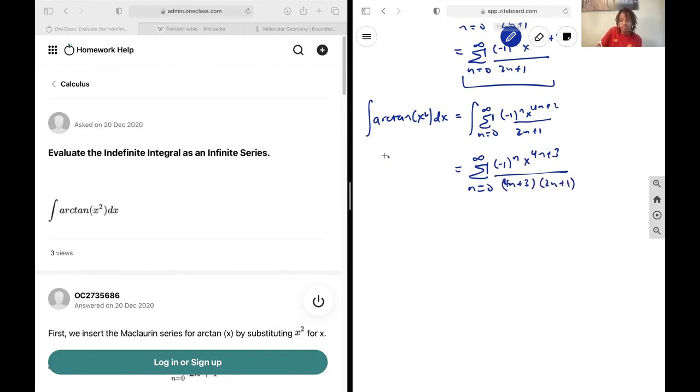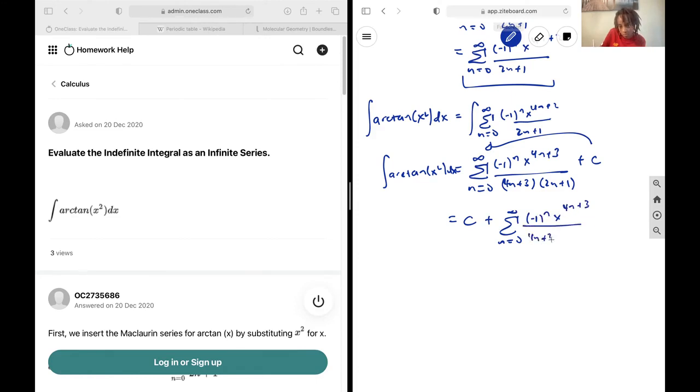And then we need to remember the fact that the integral is unbounded. So we will have a plus c. You can have the c at the beginning to make it less confusing. So it'd be c plus our infinite series. And that's going to be your final answer.